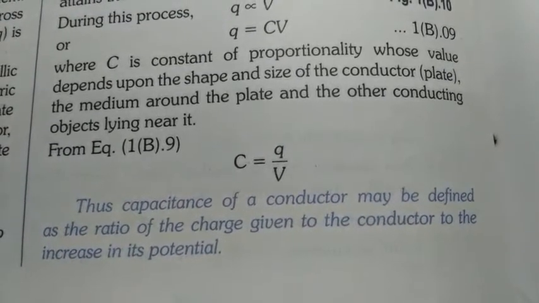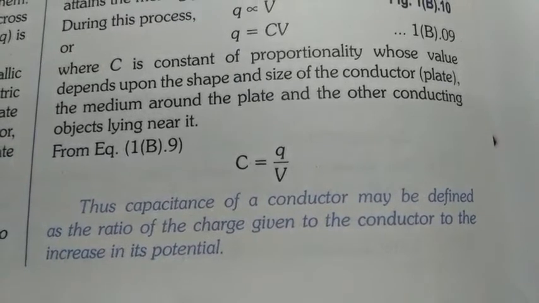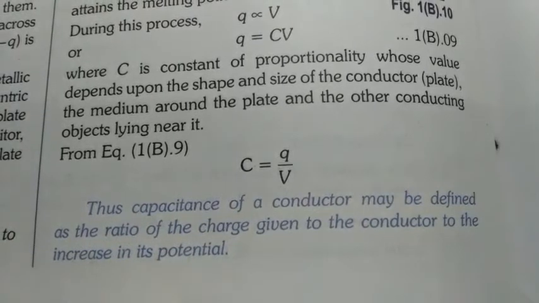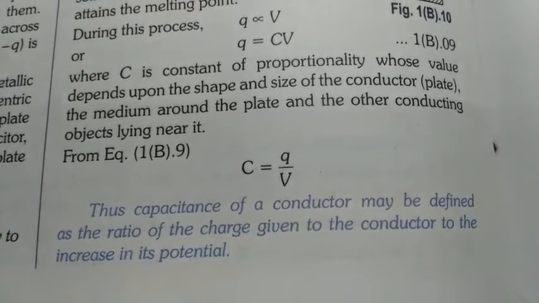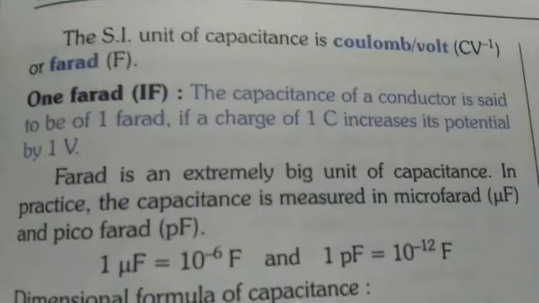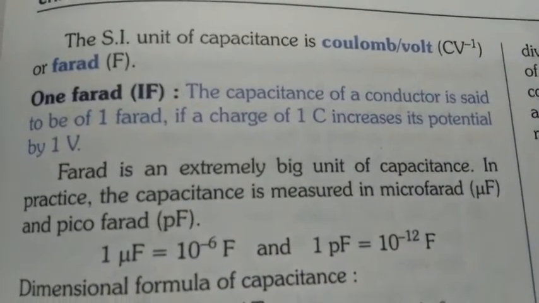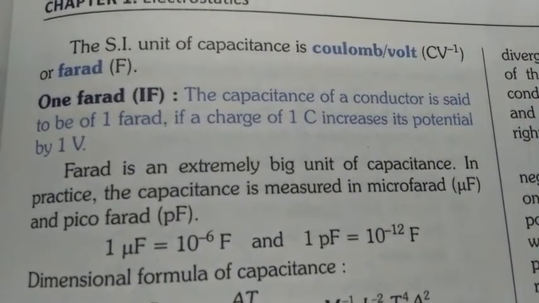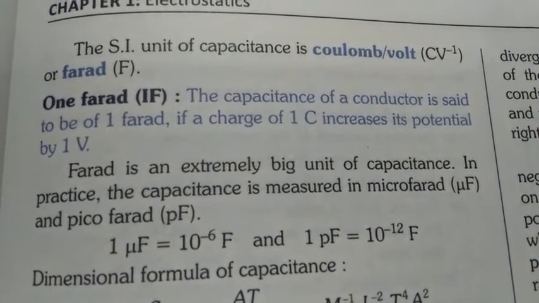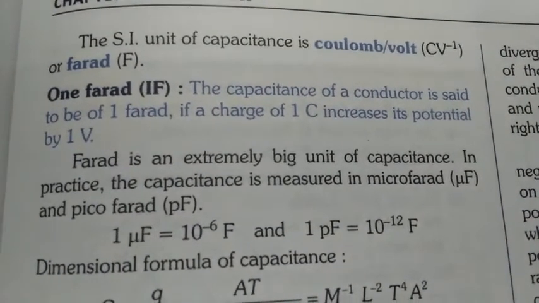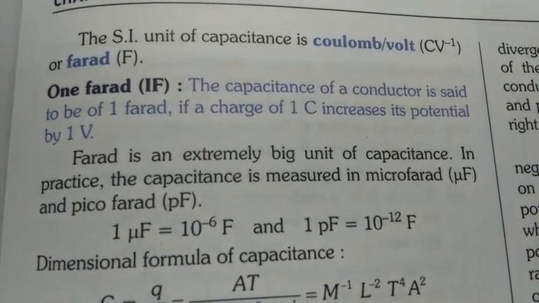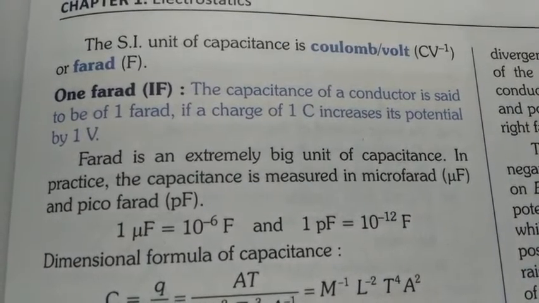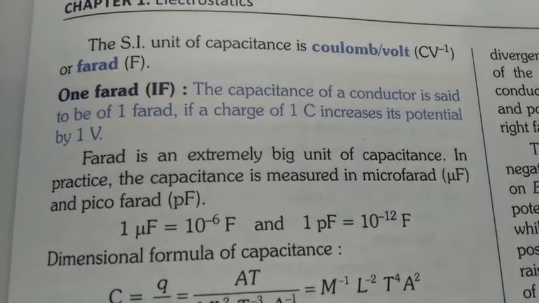So what will be its SI unit? The SI unit of charge is coulomb and for potential is volt. So for capacitance it will be coulomb per volt. And this coulomb per volt is called 1 farad. Here you can see the definition of 1 farad. The capacitance of a conductor is said to be 1 farad if a charge of 1 coulomb increases its potential by 1 volt. So if we give 1 coulomb of charge to any plate and by that its potential increases by 1 volt, then the capacitance of the plate will be called 1 farad.